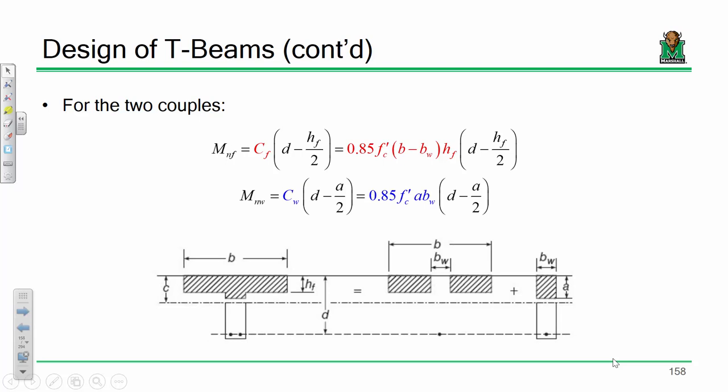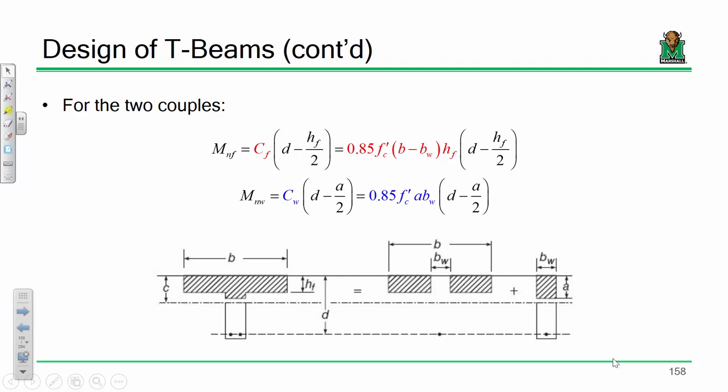So we have the nominal capacity of the flange couple. How do we do nominal capacities across the board? It's a force times a moment arm. For the force, we use C sub F, times the moment arm, D minus HF over 2. And C sub F was 0.85 FC prime times the area of those two boxes: the thickness H sub F times the total width, which was B minus BW. Now what about the web couple? 0.85 FC prime AB, but the B in this case is the B of the web, and then the moment arm D minus A over 2. I'm summarizing this, but keep in mind, we already derived this ourselves last week. Is everybody remembering this?